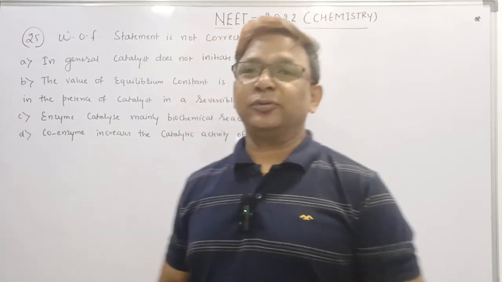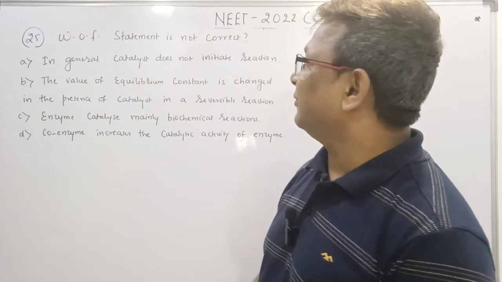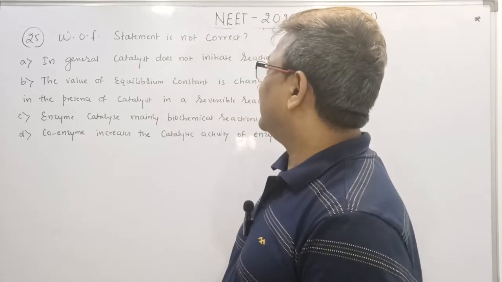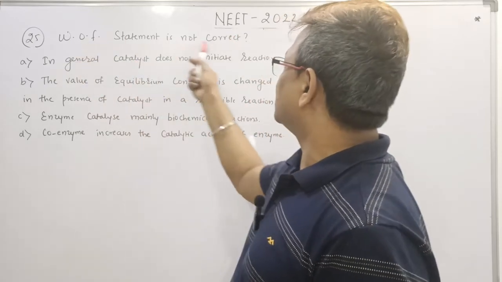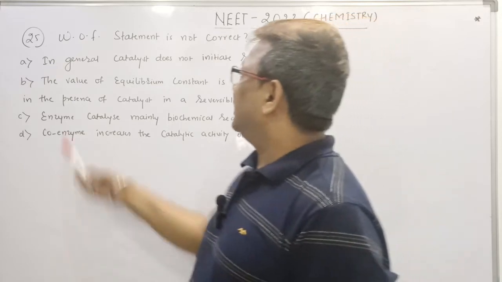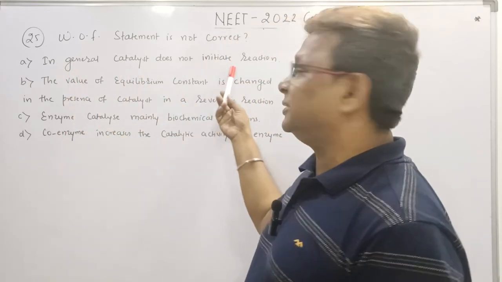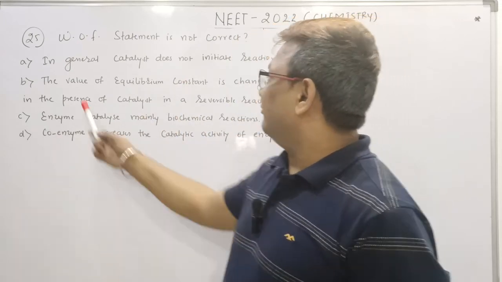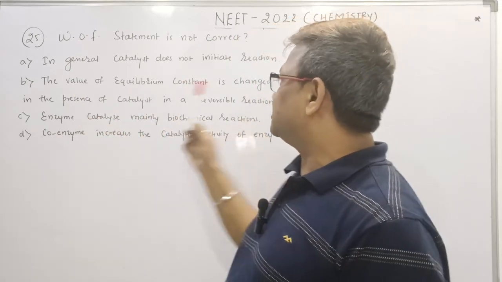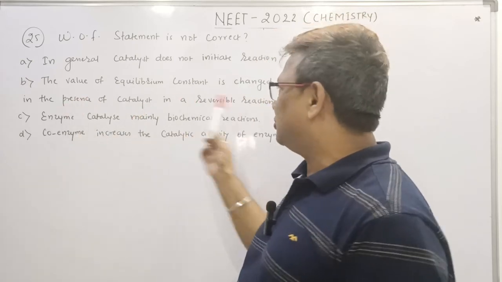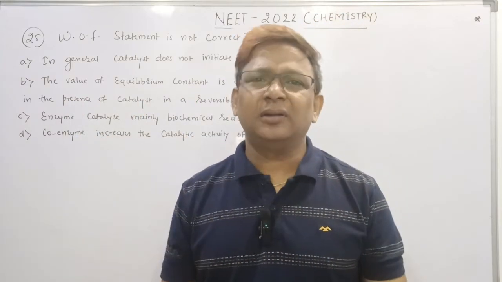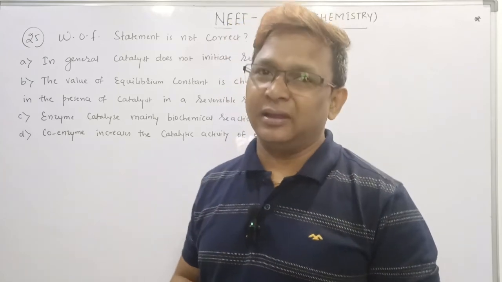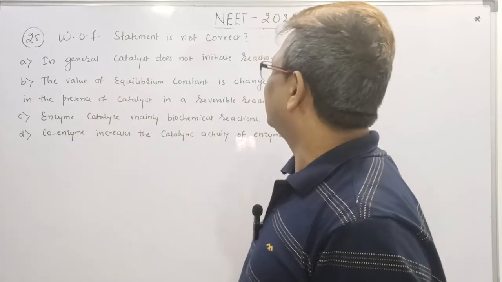This is the 25th question, and it is coming from chemical equilibrium. Which of the following statements is not correct? In general, a catalyst does not initiate the reaction. We know it is a correct statement given in NCERT. Value of equilibrium constant changes in the presence of a catalyst in a reversible reaction? No, a catalyst does not affect the equilibrium, but it helps the equilibrium to be attained quickly. So this statement is wrong. That is the answer.